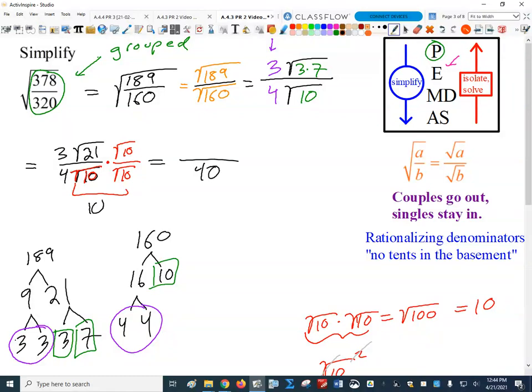On the top, let's multiply these first. What's the square root of 21 times the square root of 10? The square root of 210, right? So those combine into the square root of 210, and then I've got 3 times that, and that's what I'm stuck with. There's my answer.